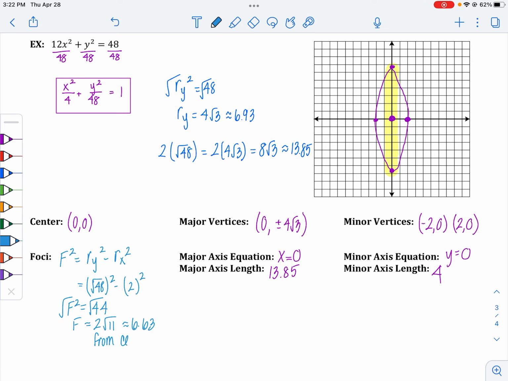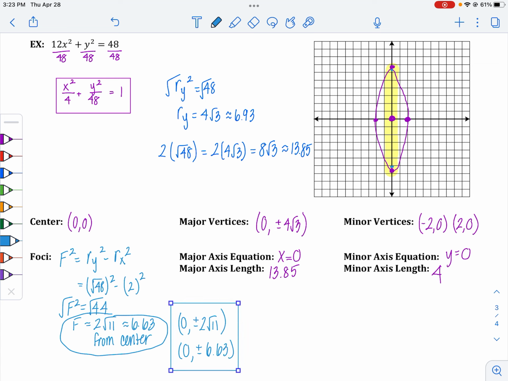From the center. Cannot stress that enough. It's from the center, on the major axis. So we're going to go up 1, 2, 3, 4, 5, 6.63. It's really, really close. And really, really close again, inside of our ellipse. So the equation of it, you can write 0, comma, plus or minus 2 root 11 if you want. 0, comma, plus or minus 6.63. All of this is because it's centered at 0, 0. So that's a very nice one that it happens to be the same answer because we're at the origin.